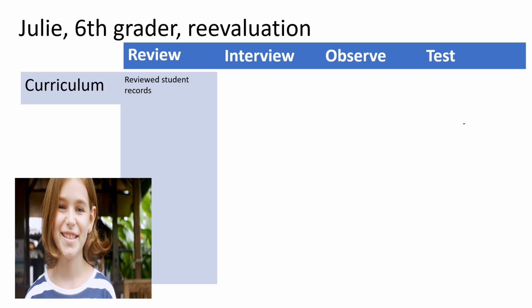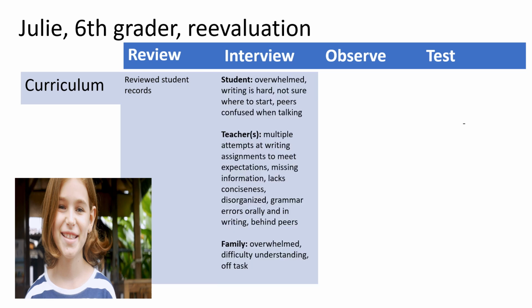So I'm going to see, is there anything new or different that maybe I'm not aware of? I'm going to conduct some interviews. From talking with Julie, I find out she's feeling overwhelmed, writing is hard, and sometimes she's just not sure where to start with assignments. I talk to her teachers. They say they give her multiple attempts at writing assignments so she can meet the expectations. In her oral and written language, sometimes she's missing information, she's disorganized, and they do notice grammatical errors, and she does appear to be behind her peers. Talking to her family, they also share that she's overwhelmed and she has difficulty understanding tasks.